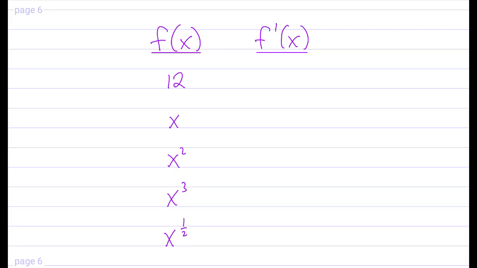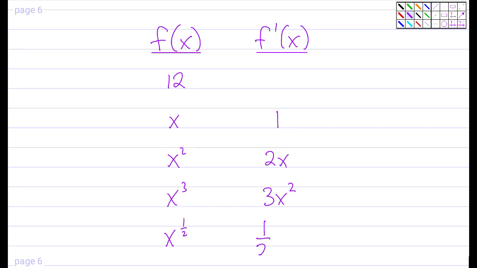Okay, just to quickly summarize our findings. Put these in purple. The derivative of x turned out to be 1. The derivative of x squared, 2x. The derivative of x cubed, 3x squared. And the derivative of x to the 1/2 was actually 1/2 x to the minus 1/2. We didn't really do this one. What's the derivative of a constant function? Basically, what is the slope of that function? It's 0.